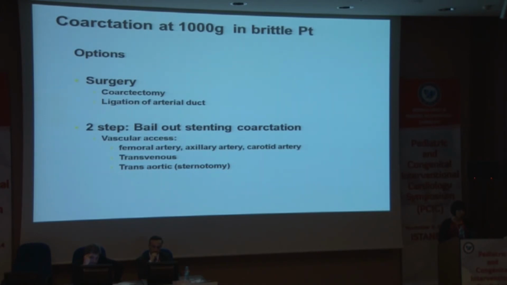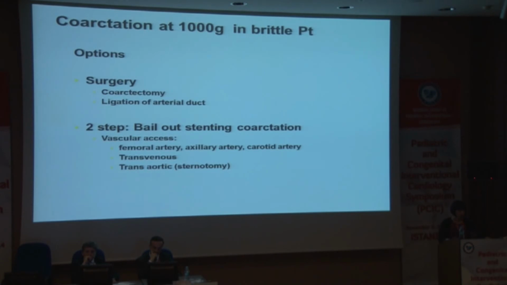what are the options? So the options that we thought of was obviously surgery, but in a baby of this birth weight, unstable, we thought that the risk for coarctectomy with ligation of the arterial duct would be too high, and that the risk for a re-intervention for recoarctation would be high as well. The other option was obviously to do a normal transfemoral arterial catheterization, placing a stent as bailout procedure.